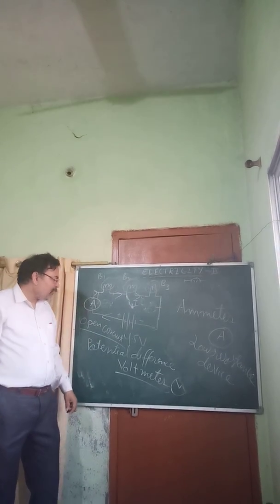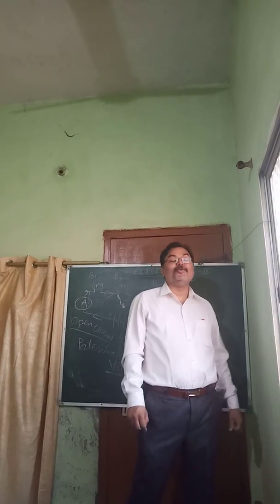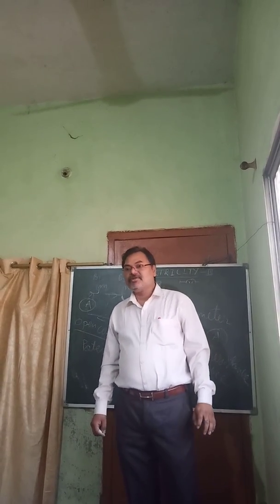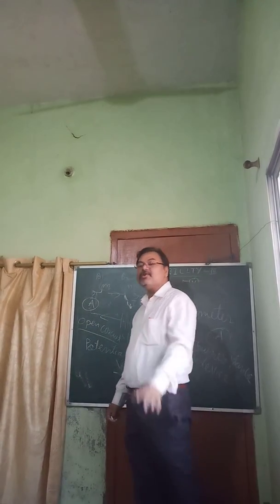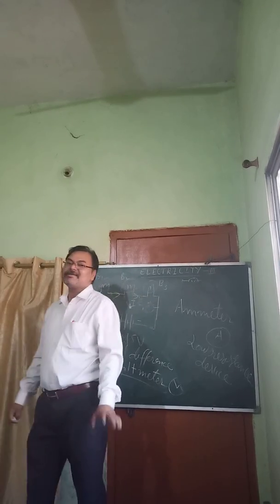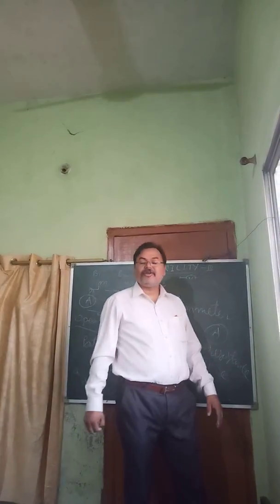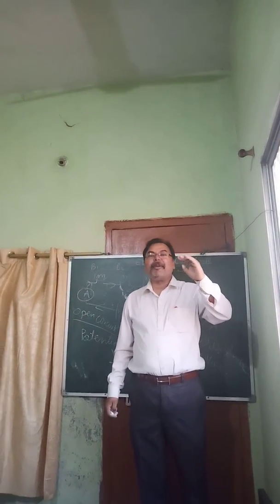Now, do all the devices have resistance? Always? No. There are temperatures for different materials at which their resistance almost becomes zero. And then those substances are called superconductors. Like, for example, mercury, when it is reduced to 4.2 Kelvin temperature.